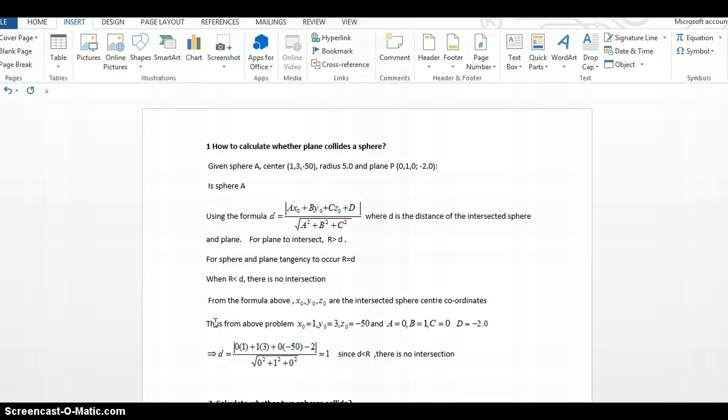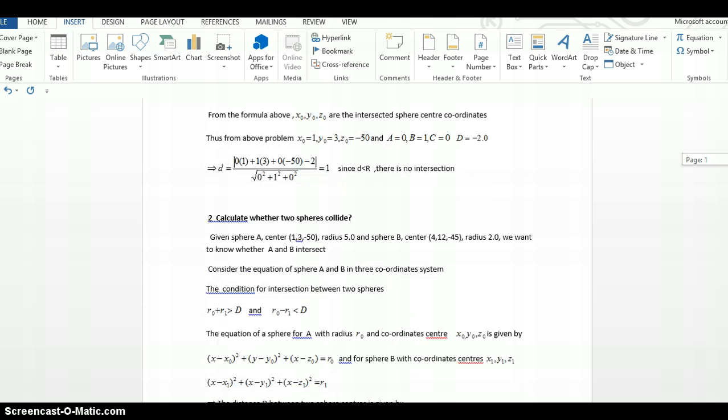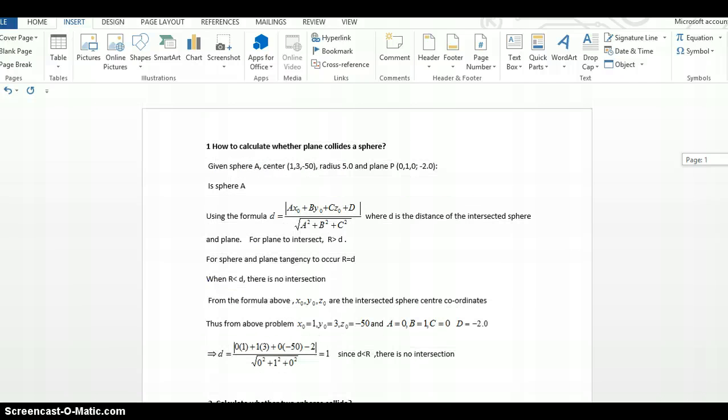Hello. Today we'll be discussing spheres, and we'll also talk about how a plane collides with a sphere, whether there is collision or there is no collision. So first we'll try to calculate whether a plane collides with a sphere. So we have here an example.